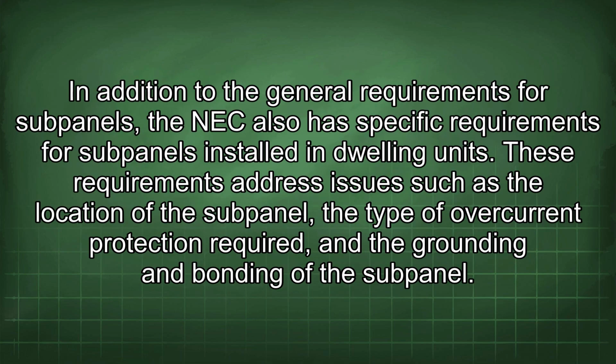In addition to the general requirements for subpanels, the NEC also has specific requirements for subpanels installed in dwelling units. These requirements address issues such as the location of the subpanel, the type of overcurrent protection required, and the grounding and bonding of the subpanel.